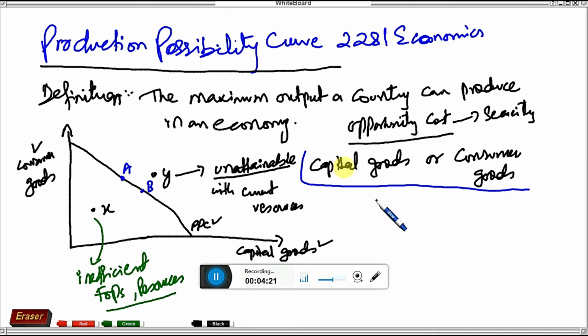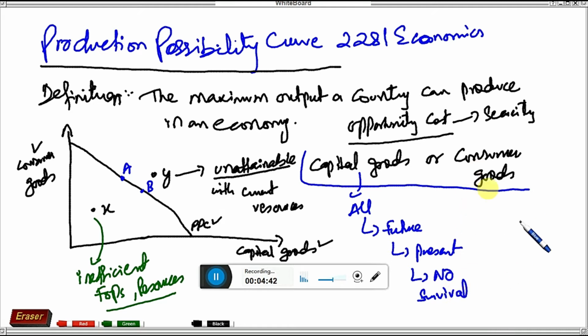Connecting this with the lecture, the capital goods can either be produced or consumer goods. Sir, if I produce all capital goods, I would have more machines to produce more in the future time period, but there will not be anything for the present. So can I survive in the present time period? The answer is no. No survival in the present time period.